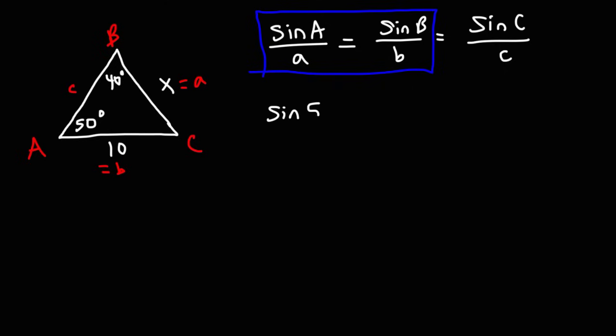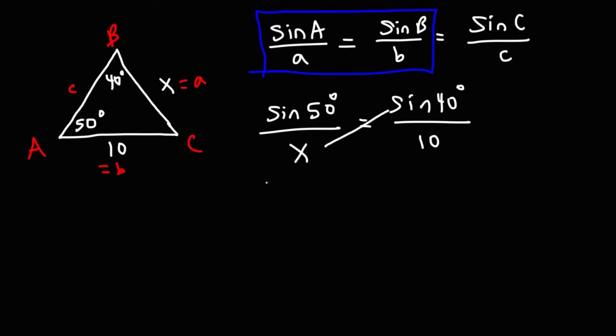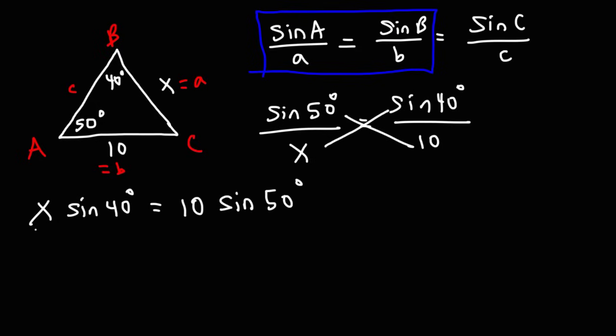So we know that angle A is 50 degrees. Side A is what we're looking for, that's x. Angle B is 40 degrees. Side B is 10. So let's cross multiply. This is going to be x times sine of 40 degrees, and that's equal to 10 times sine of 50 degrees. So next we need to divide by sine 40.